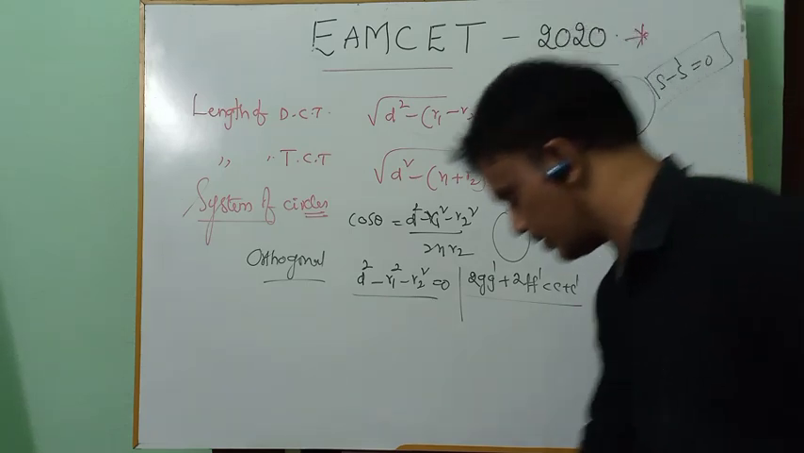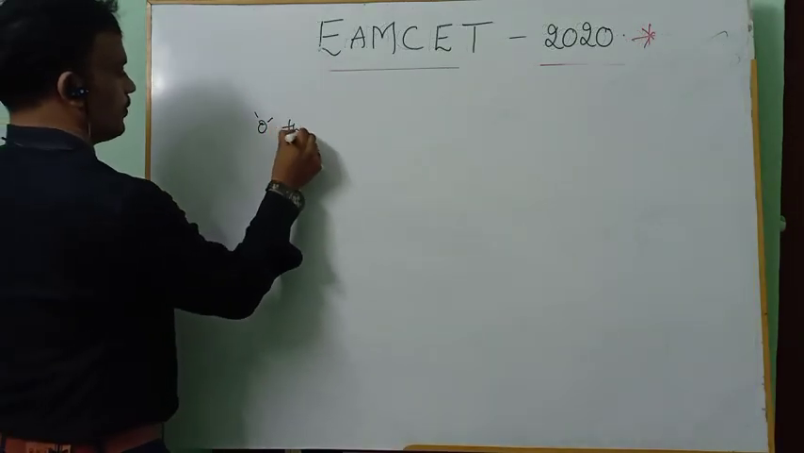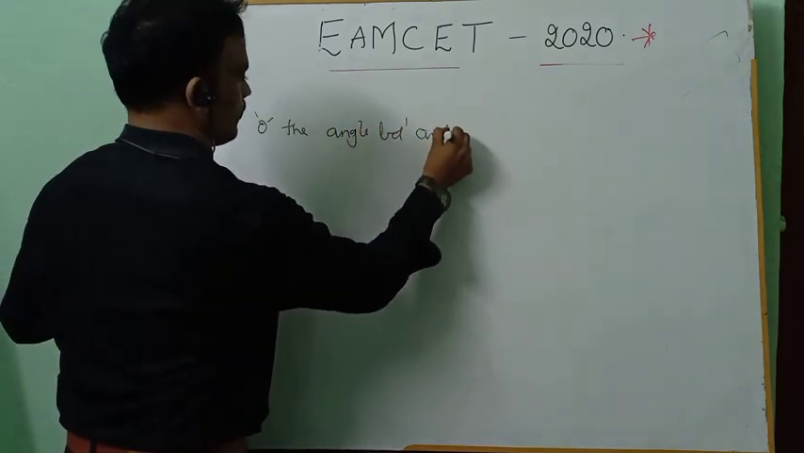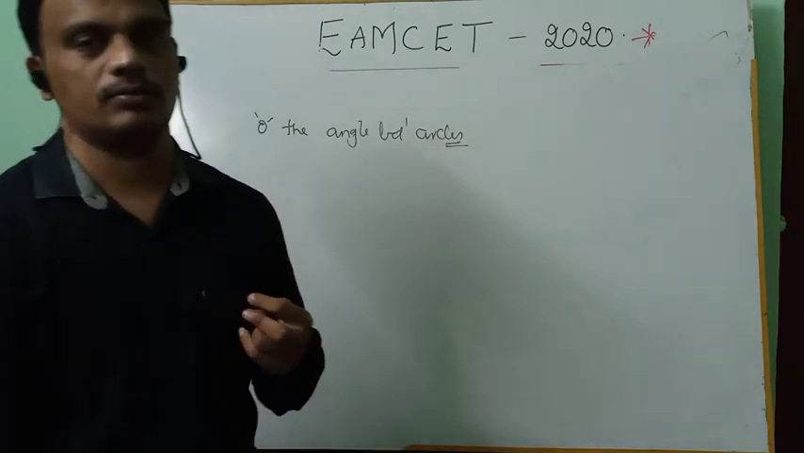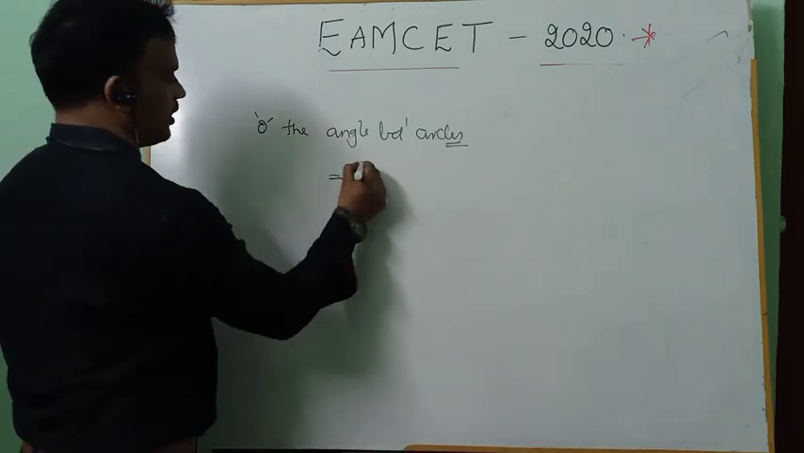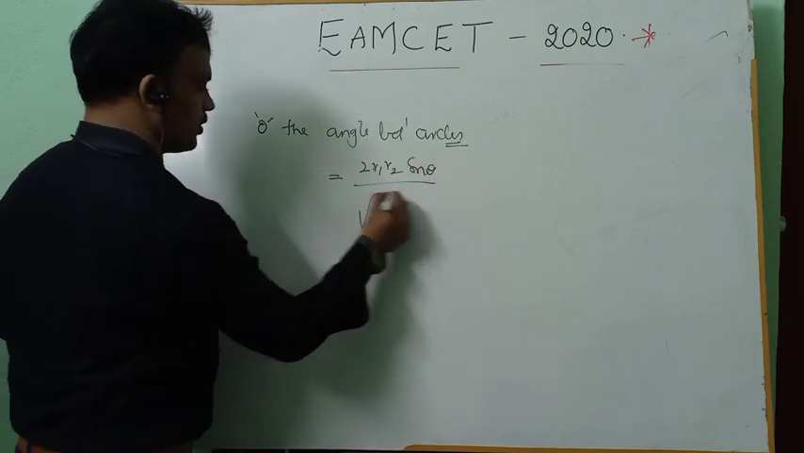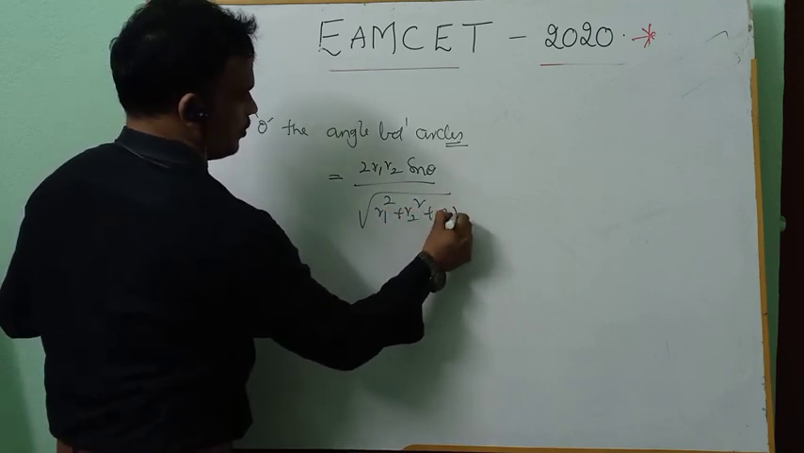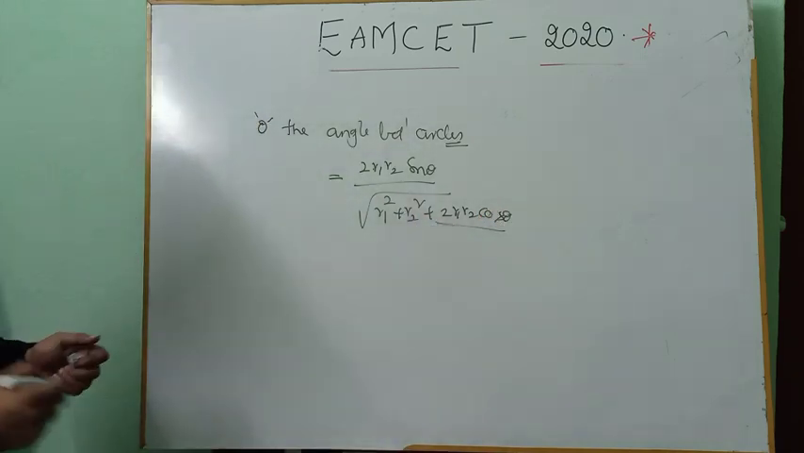One more thing from the system of circles. If theta is the angle between the two circles whose radii are R1 and R2, then what is the length of the common chord? It is 2 r1 r2 sin theta by square root of r1 square plus r2 square plus 2 r1 r2 cos theta.